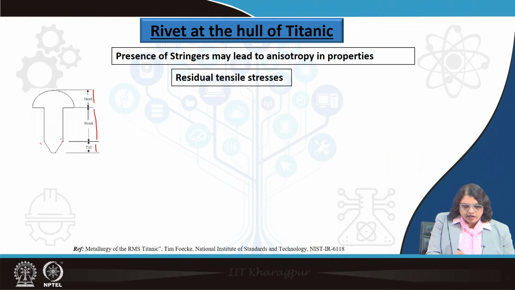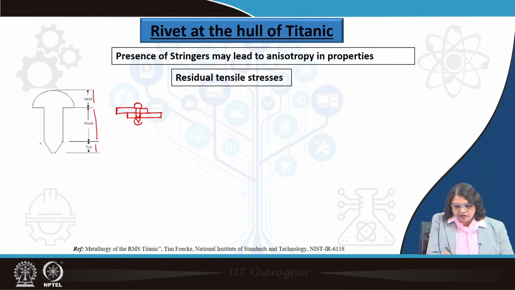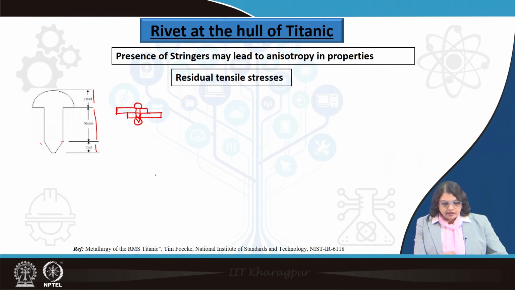The tail part and part of the shank go through a plate. If we have two plates which need to be connected, this is one plate and this is another plate, and we need to join them with the rivet. So, we basically put the rivet through like this, and then on this tail part we add the other head. Okay. And let us see what happens.